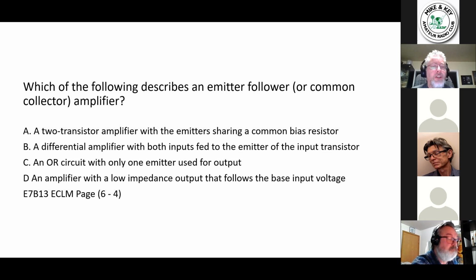Okay. Which of the following describes an emitter follower or common collector amplifier? A, a 2-transistor amplifier with the emitter sharing a common bias resistor. B, a differential amplifier with both inputs fed to the emitter of the input transistor. Or C, an OR circuit with only one emitter used for output. Or D, an amplifier with a low impedance output.